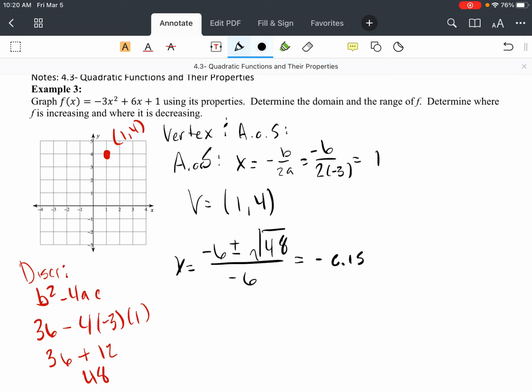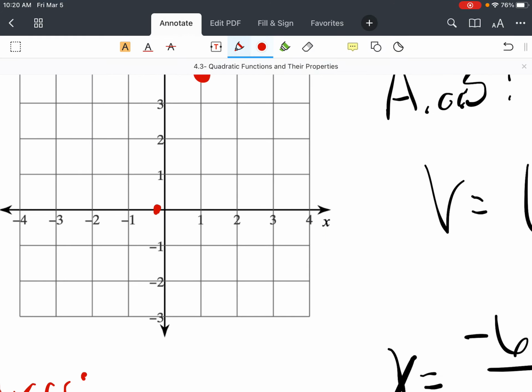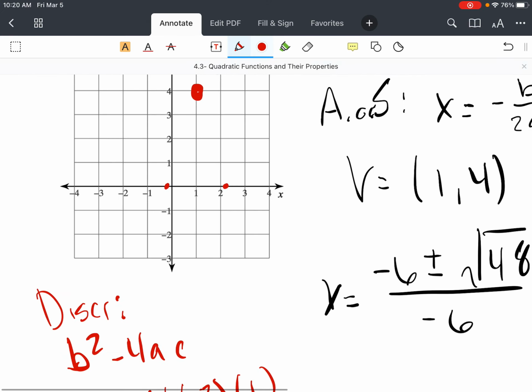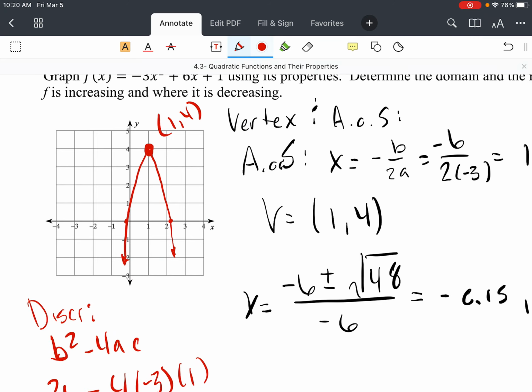so it's either going to be negative 0.15, really close to 0, or negative 6 minus the square root of 48 divided by negative 6, or 2.15. So it's somewhere in here. If I were to graph this on our points, negative 0.15 is right there, and 2.15 would be somewhere in here, and then our y-intercept would be somewhere in that region. So we have our graph.